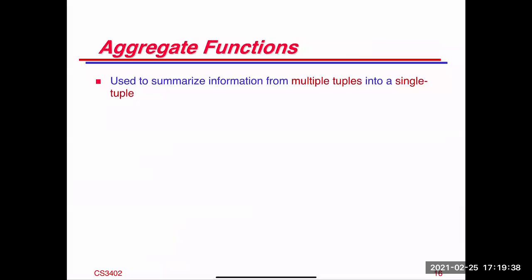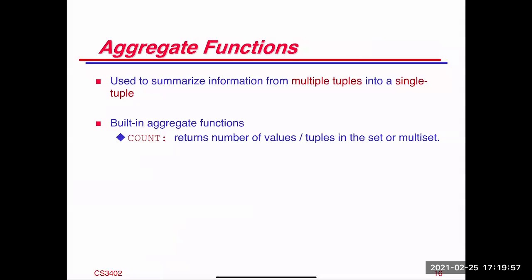Okay, so now let's move on and talk about aggregate functions. So aggregate functions are used to summarize information from multiple tuples into a single tuple. So for example, I could be computing the sum of all the salaries, and that will just give me a single value.